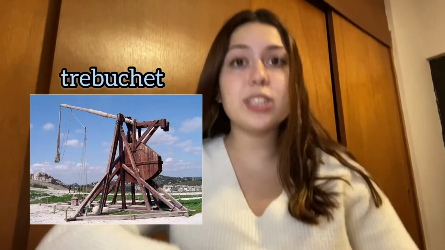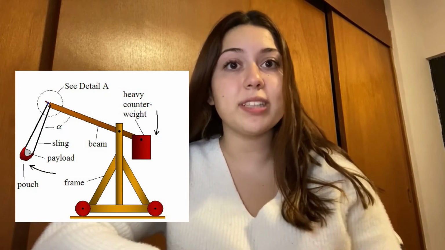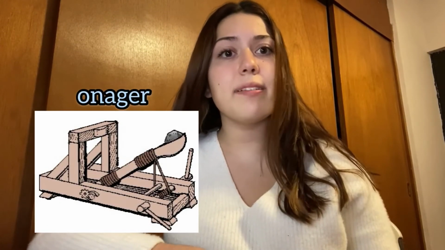The trebuchet catapult was the most accurate and the most efficient in terms of transferring the stored energy to the projectile. This one worked by using the energy of a falling counterweight to launch a projectile, using mechanical advantage to achieve a high launching speed. The onager catapult, instead of using a falling counterweight, used a torsion bundle to rotate the arm. Because of this design, it allowed for greater throwing distance.